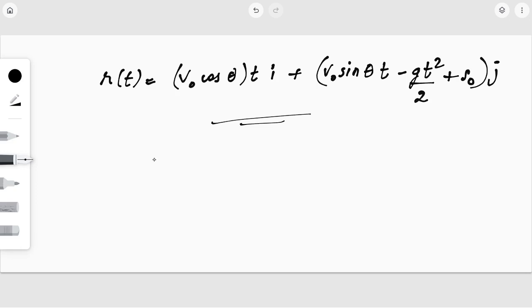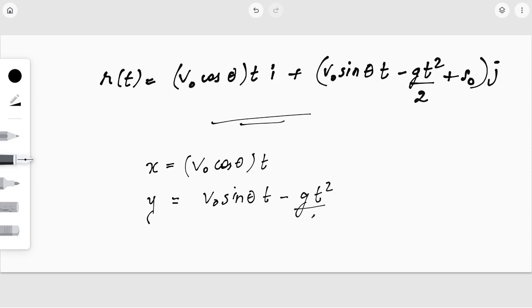So from this, what will be the parametric equation? x will be v dot cos theta into t, and y will be equal to v dot sin theta t minus g t square by 2 plus s dot. So these will be the parametric equations of the trajectory of the projectile that we have discussed.